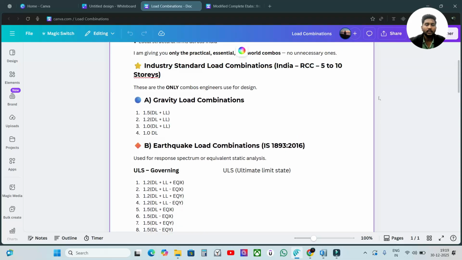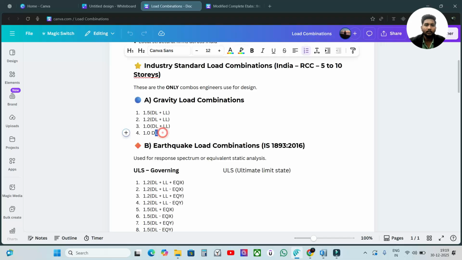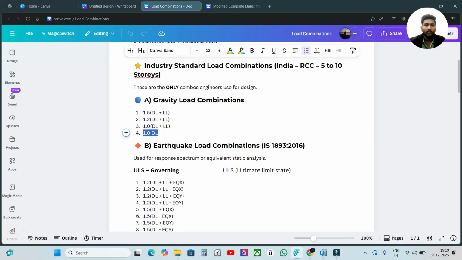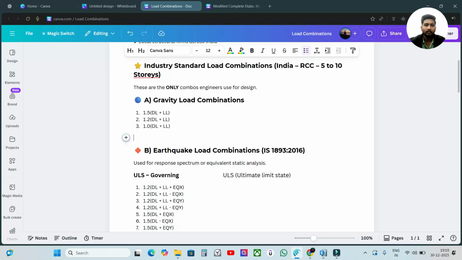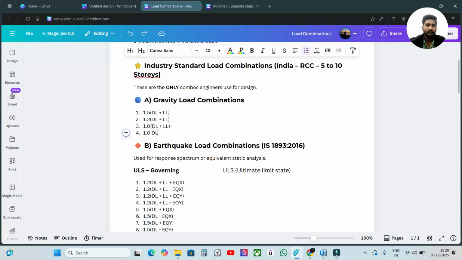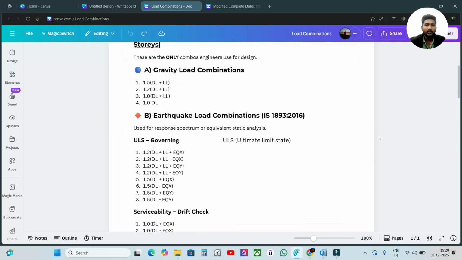The gravity load. What are the gravity load combos? The gravity load combos are 1.5 times dead load plus live load, 1.2 times dead load plus live load, 1.1 dead load plus live load, and 1 dead load. A single 1 dead load. Then these are the four for the gravity loads as we have seen.